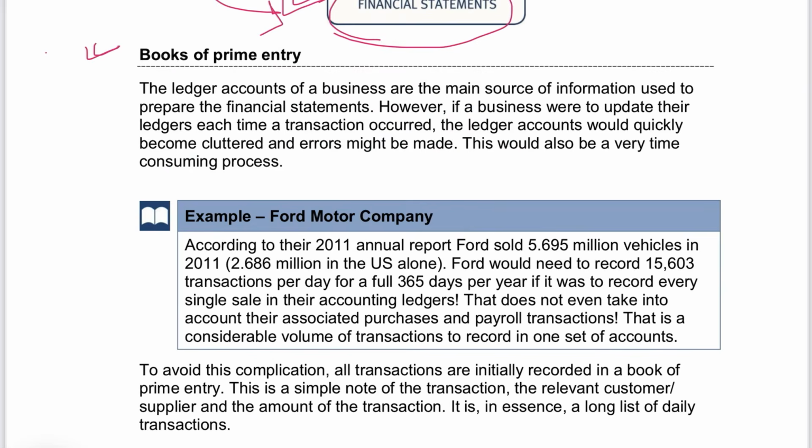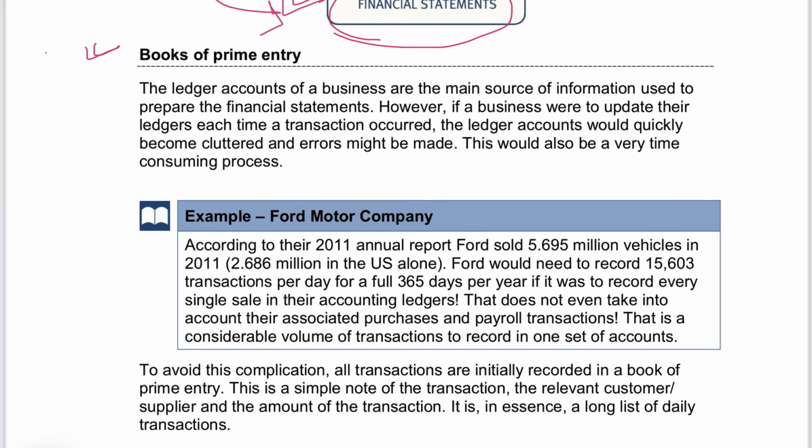Books of prime entry. Now let's start reading the paragraph. The ledger accounts of a business are the main source of information used to prepare the financial statements. However, if a business were to update their ledgers each time a transaction occurred, the ledger accounts would quickly become cluttered and errors might be made.